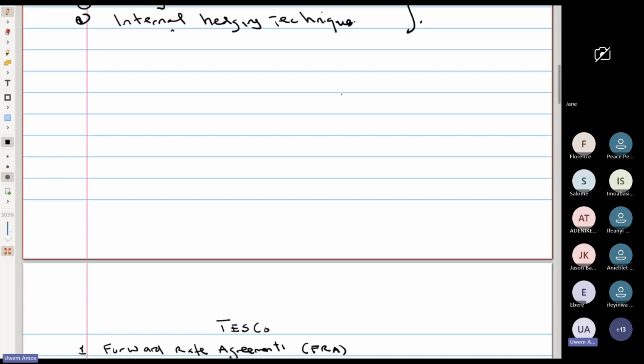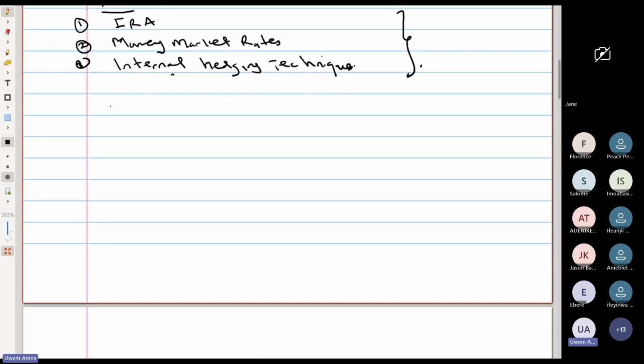Okay, so let's get into it, and that is Tesco. The first one we're looking at is the forward rate agreement, which is also called FRA. Let's spend just 2 minutes, or less, explaining what an FRA is, and then we come back to solve our question. We just explain what an FRA is and the steps we would take whenever we're trying to hedge with an FRA.